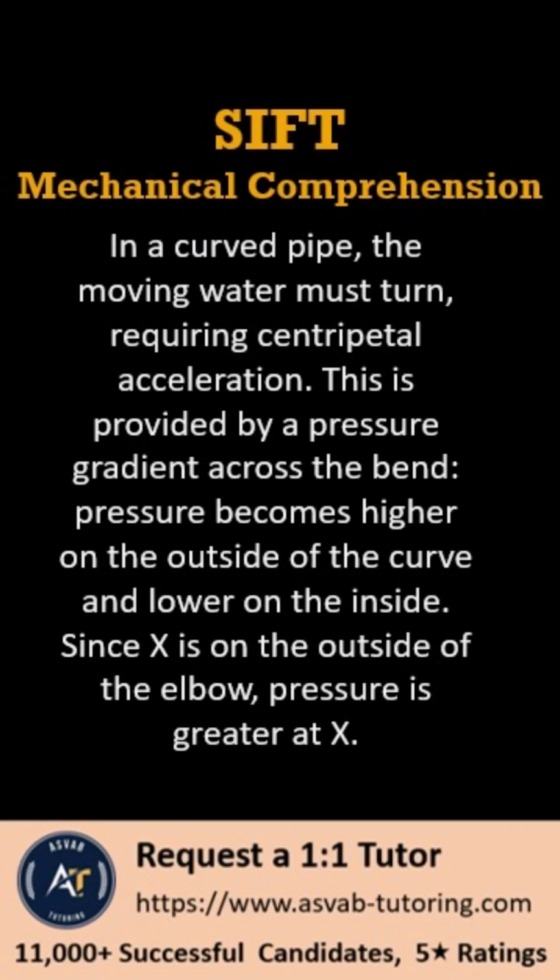In a curved pipe, the moving water must turn, requiring centripetal acceleration. This is provided by a pressure gradient across the bend. Pressure becomes higher on the outside of the curve and lower on the inside. Since X is on the outside of the elbow, pressure is greater at X.